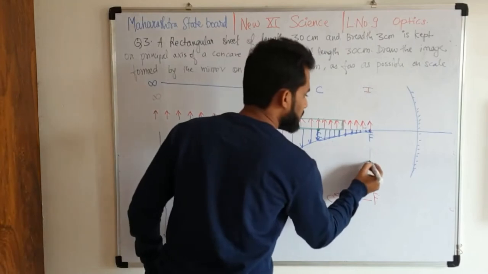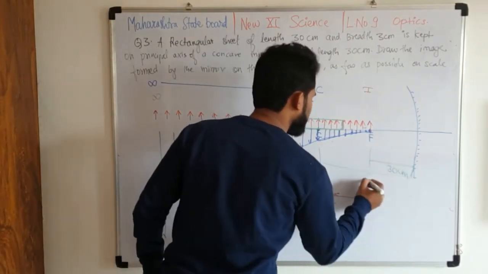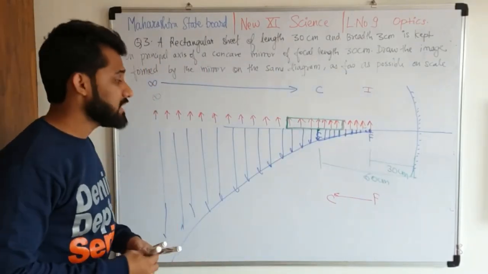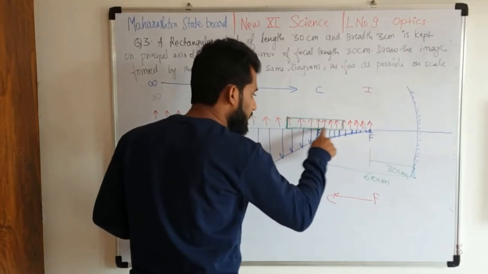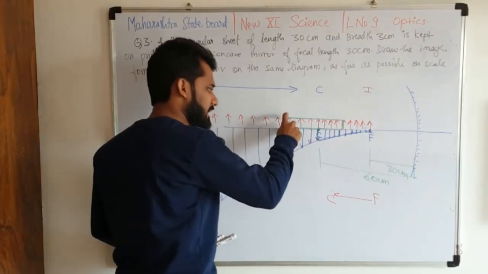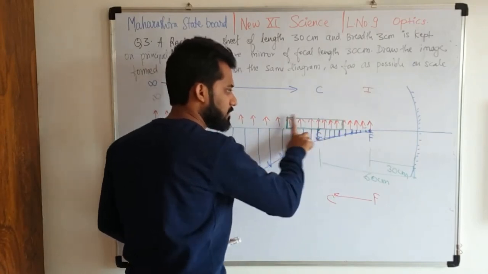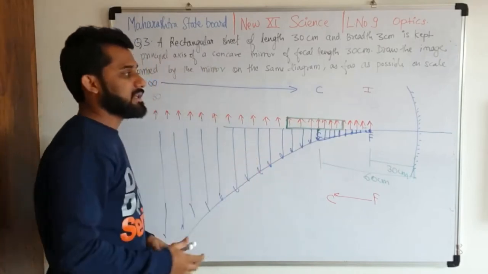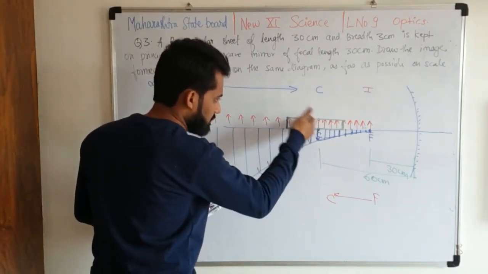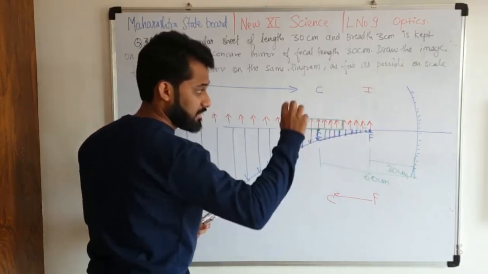The focal length is 30 cm, so C will obviously be at 60 cm. And we want to plot the image of this green sheet. Basically, the question is, if I place all the objects at these locations, forming a sheet, how will its image form? We clearly know this thing: if the object is beyond C, the image will form between F and C, and it will be diminished.